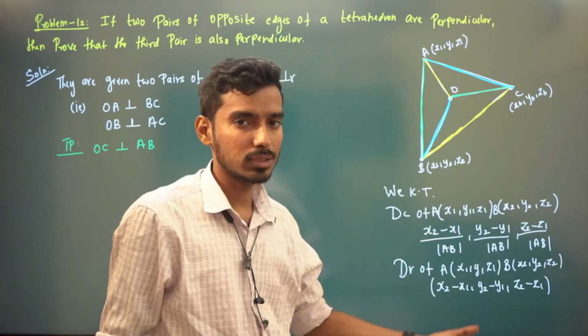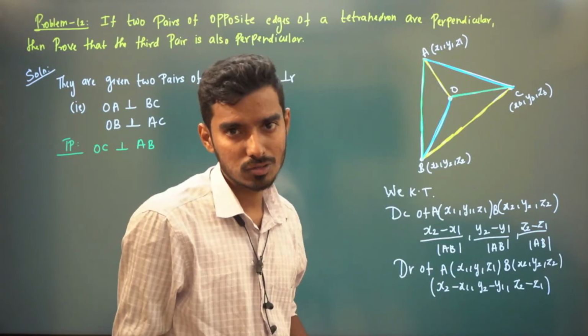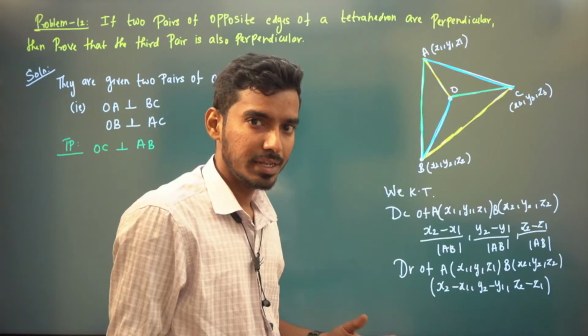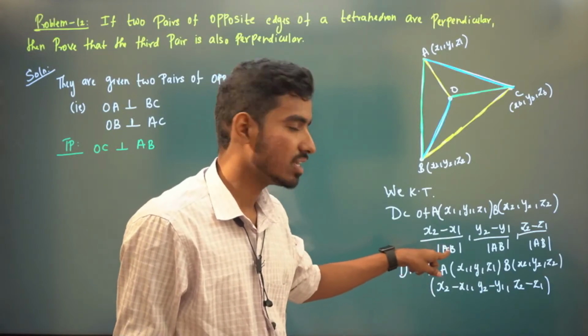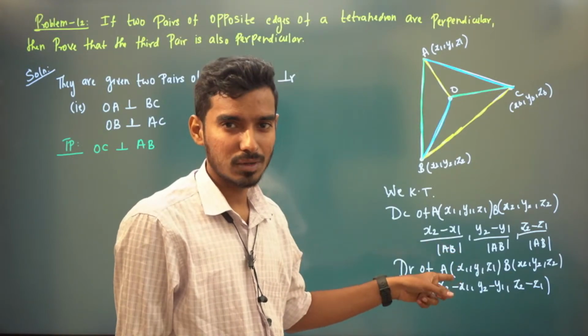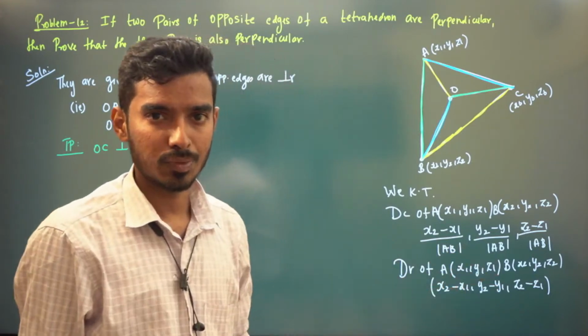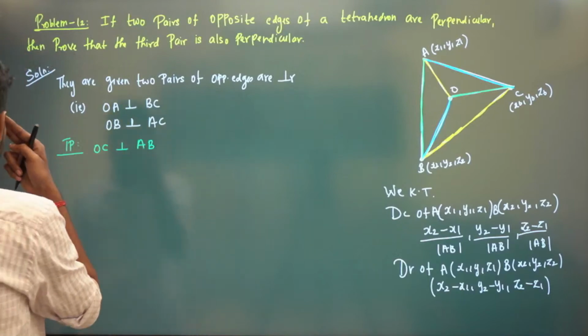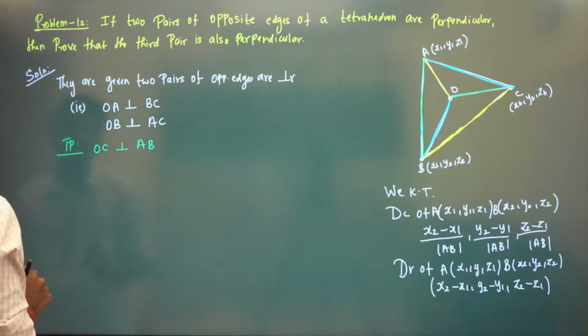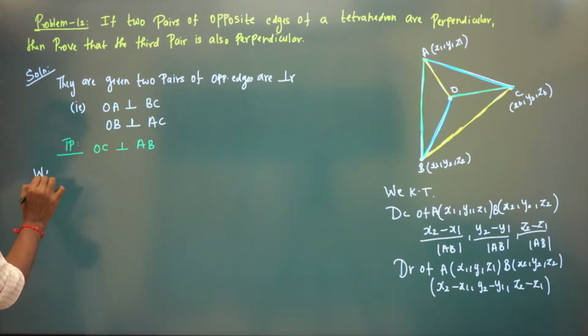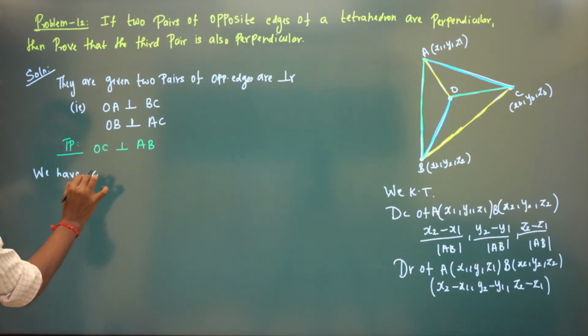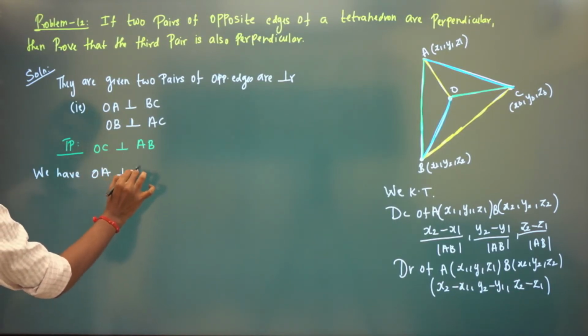We can either prove in terms of DC or in terms of DR also. If I prove in DC, we have to find this denominator term. This is time consuming, so we will prove this in terms of DR. Now OA is perpendicular to BC.